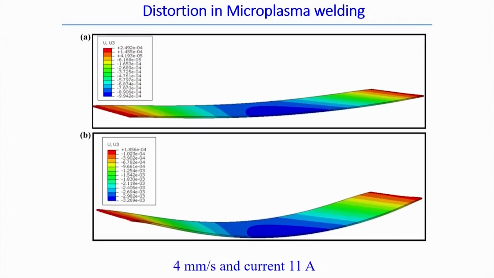Now, we will try to see some distortion field simulation in the microplasma welding process. Here you can see the distortion pattern of a 500 micrometer thickness sheet that has been welded by microplasma welding, and we try to predict the distortion field. In one case the distortion is a flatter pattern, in other cases the bending is more. My point is that, irrespective of the magnitude of the maximum distortion, the difference between maximum and minimum is less in one case and very high in the other.